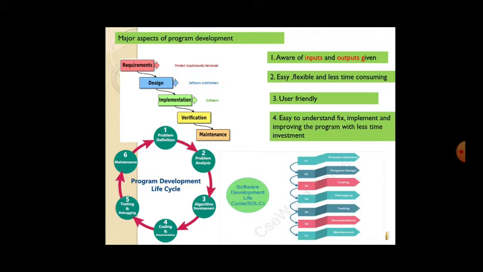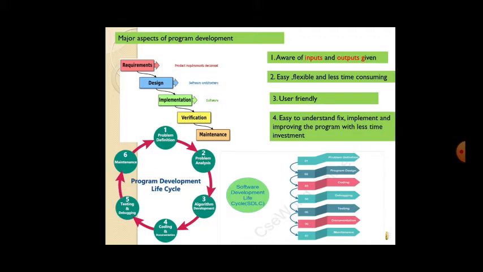Then it should be easy, flexible and less time consuming. So the program development should be very easy and flexible. Flexible is what? Whoever comes and sees the program should easily understand it. It should be less time consuming: you should develop the program or software within the time constraint. Next is user friendly, that is, it should be interactive. Next, easy to understand, fix, implement and improving the program with less time investment.